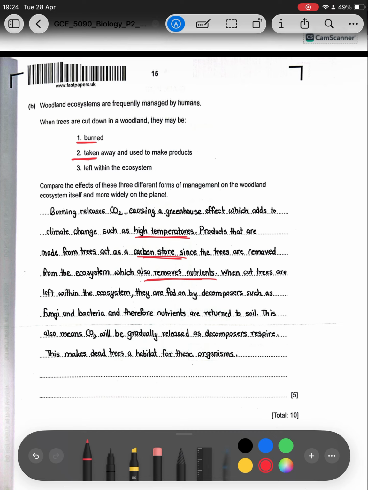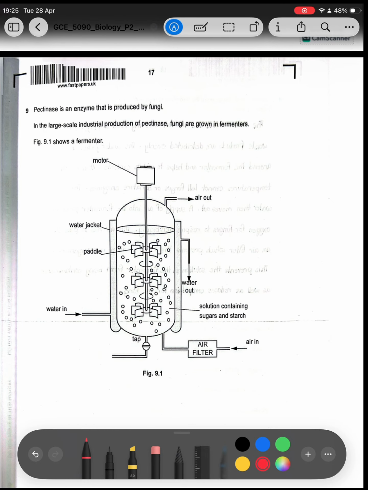When cut trees are left within the ecosystem, they are fed on by decomposers such as fungi and bacteria, and therefore nutrients are returned to the soil. So now they're being taken away from the trees and being returned to the soil by the decomposers. This also means carbon dioxide will be gradually released as decomposers respire. So this makes dead trees a habitat for these organisms. So basically they're getting what they want from the dead trees, so they start to create their own habitat in that area.